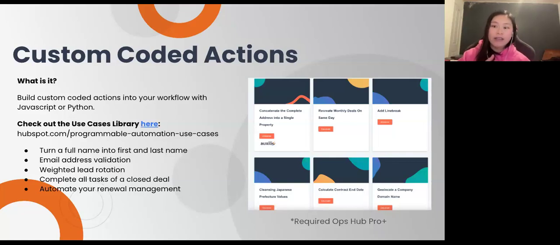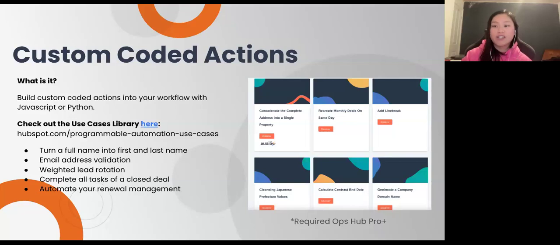Weighted lead rotation is quite an interesting one. Currently in HubSpot, as you know, you can do a lead rotation. For example, if you've got 5 sales reps and 100 leads, you would do 20, 20, 20, 20, 20, evenly split. But you can't do it in a weighted way currently. So you can say, I've got 3 sales reps, I want the first one to get 50% of the leads and the other 2 to get 25% each. You can build a custom coded workflow to make sure the leads get sorted by the weighted criteria that you have.